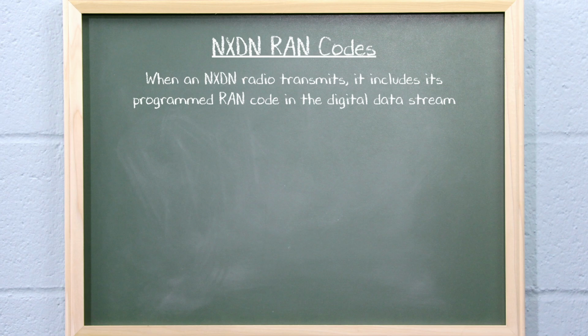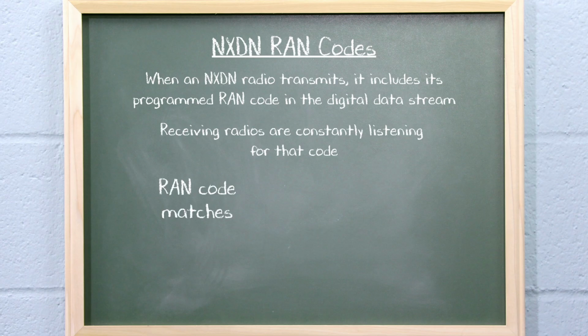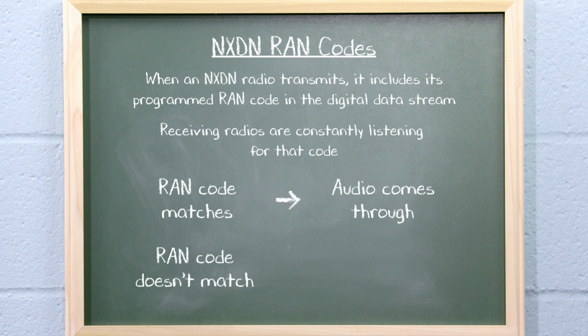Here's how it works. When an NXDN radio transmits, it includes its programmed RAN code in the digital data stream. Receiving radios are constantly listening for that code. If the incoming RAN code matches what your radio is programmed for, the audio comes through. If it doesn't match, your radio stays silent, even if the signal is strong. This keeps your radio from opening up for transmissions that aren't meant for you.